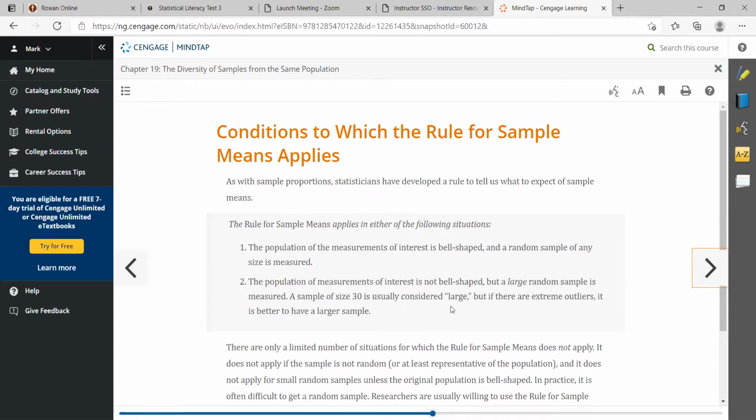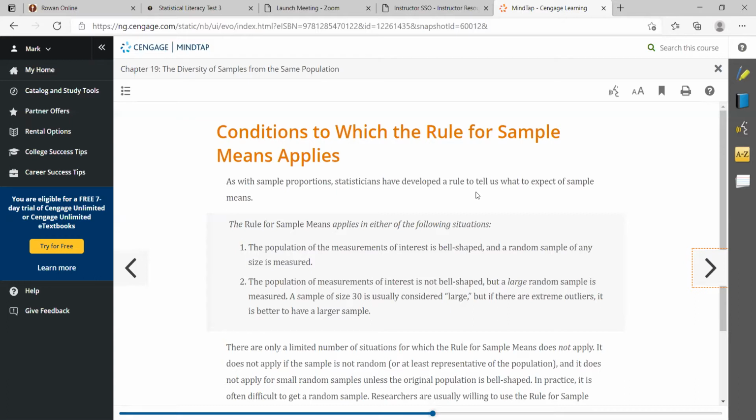Now, I want to make sure that you understand what it's saying here. This is very important for the test. If you know that the population of measurements, the population that you're measuring, is bell-shaped, then it doesn't matter how large the sample is. Okay, the sample is below 30, it's okay, as long as the population is bell-shaped. However, if the population is not bell-shaped, if we're not sure, even if it's bell-shaped, then we need at least 30 as the sample size. If we don't have 30 as the sample size, okay, then we can't use the rule for sample means.